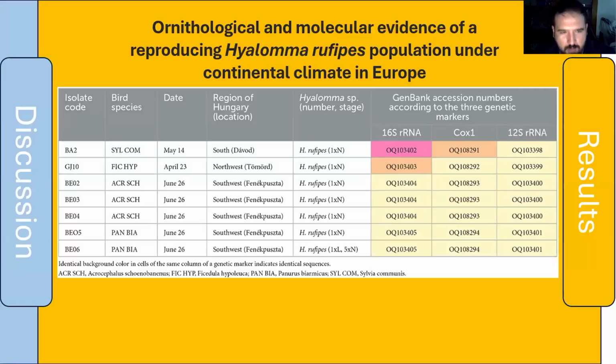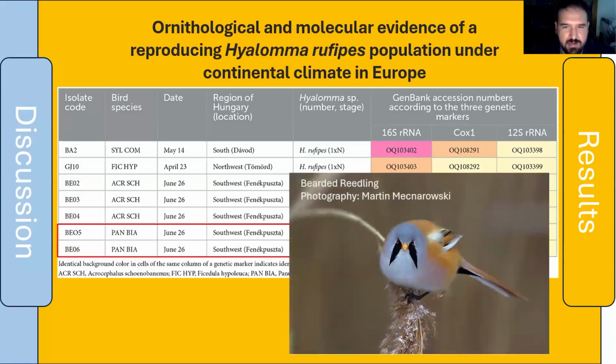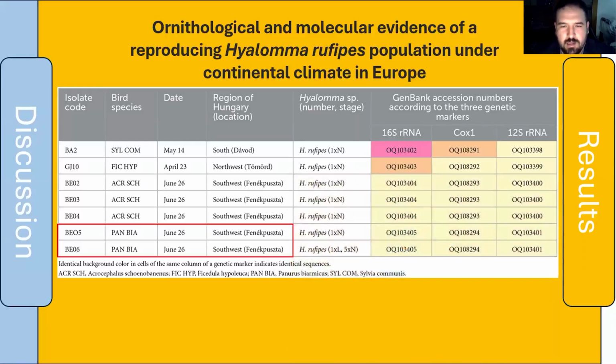What was striking, however, is that 7 of the 12 specimens we found were feeding on Panurus biarmicus, or bearded reedling, which is a sedentary or resident bird species. So we found an African tick on a resident bird that never left Europe. Seven of these ticks were found on Panurus biarmicus, one of them being a larva, which was unfed, by the way.